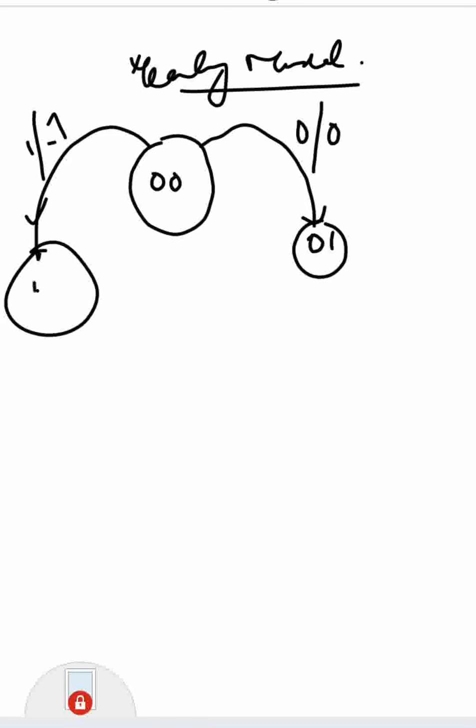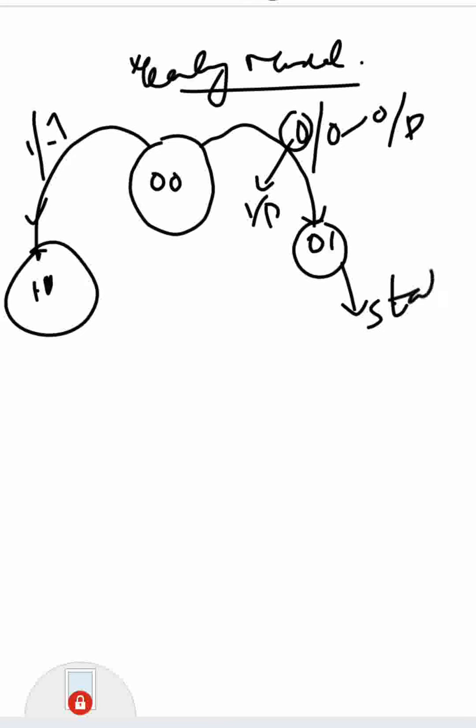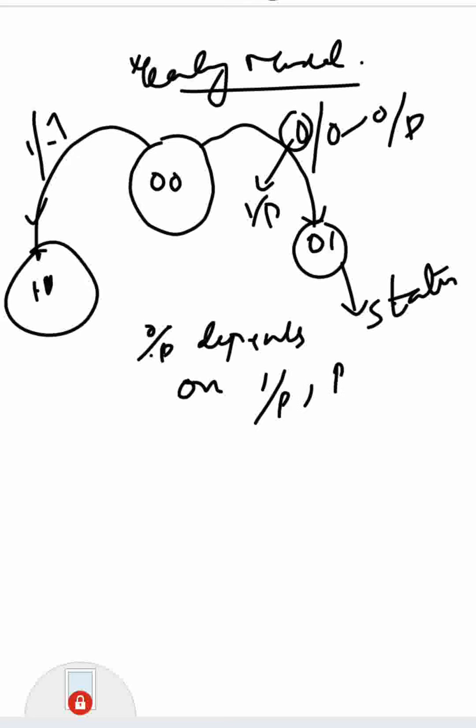This is another state. So this is input and this is output, and these are states. So the conclusion in the Mealy machine is that the output depends on input and present state. This is the conclusion of the Mealy model.